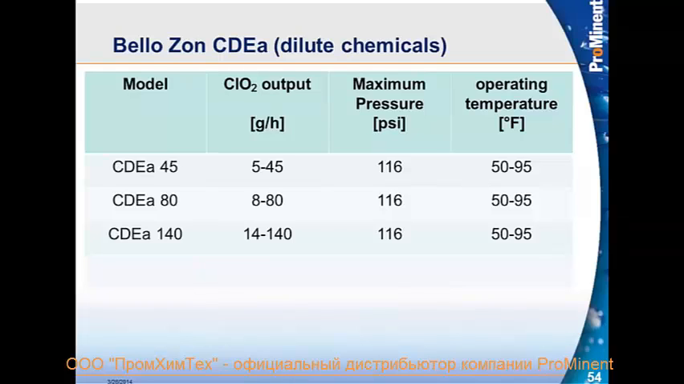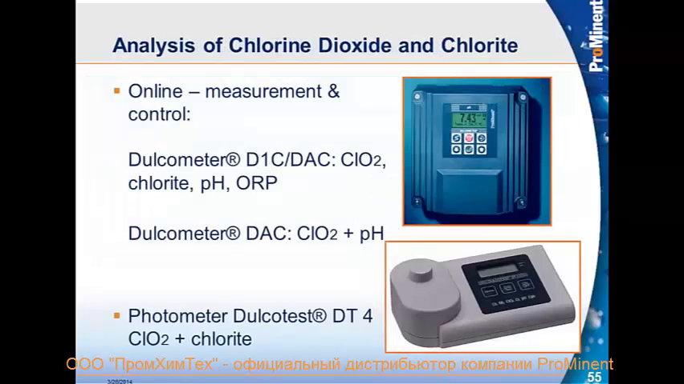It uses dilute chemicals, and the output is from a maximum of 45 up to 140 grams per hour. So it fits in well between the CDLB and the CDV. However, it's going to be less expensive due to it's pretty much a bare bones unit with not a lot of output. However, it is a safe unit, and we'll get into more of that when we do the launch on this new CDEA.